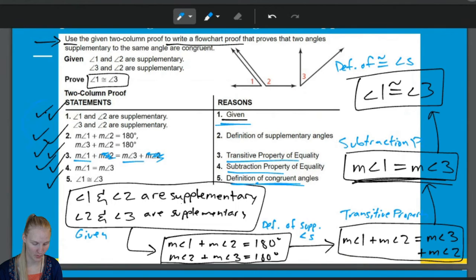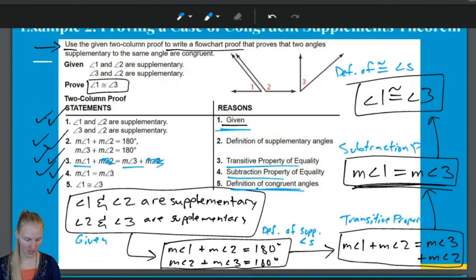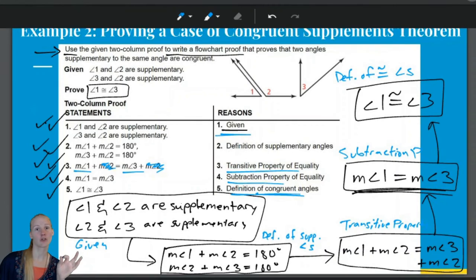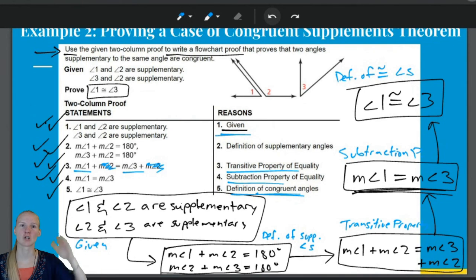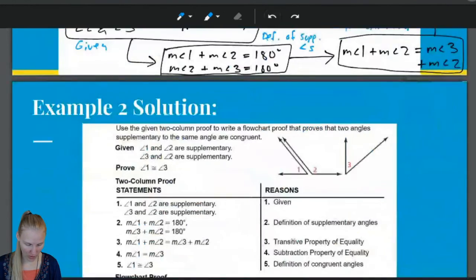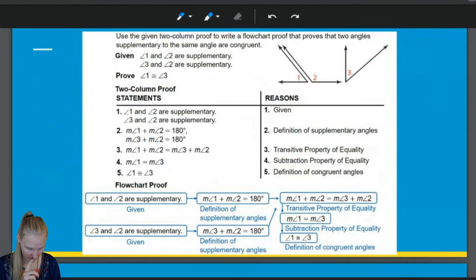We understood the proof up here, so we were just writing the 2-column proof as a flowchart proof. So there you go. Which do you like better? Do you like flowchart proofs better, or do you like the 2-column proofs better? It doesn't matter which one you like better. As long as you can follow the logic and the reasoning of both types of proofs, that's what matters. So we can check and see if we were right.